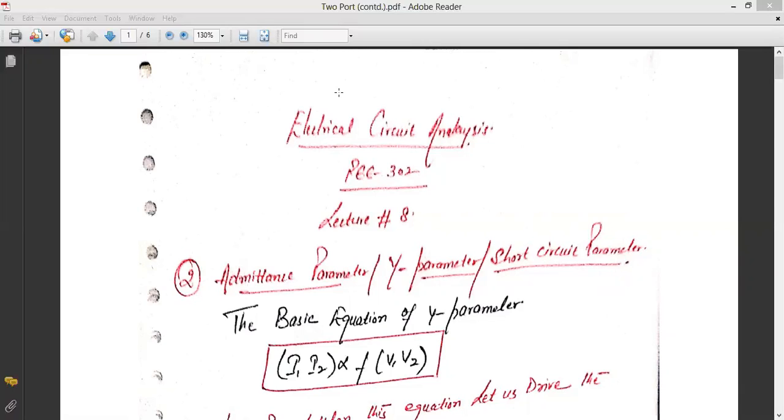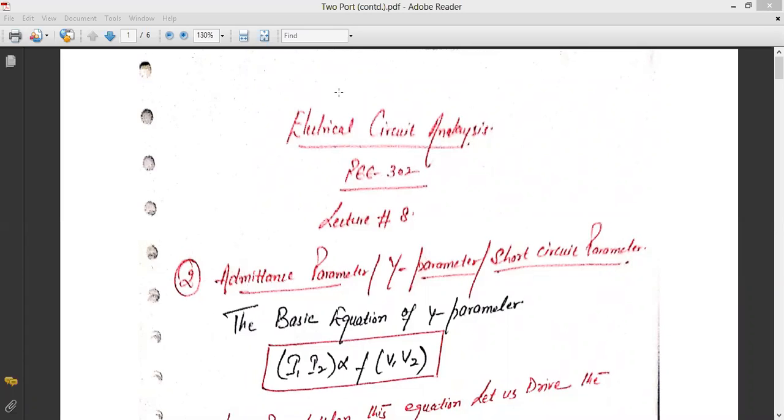For example, you saw in the previous lecture that in case of the Z parameter there are 4 different parameters, that is Z11, Z12, Z21 and Z22, and you saw how to calculate all these 4 parameters.